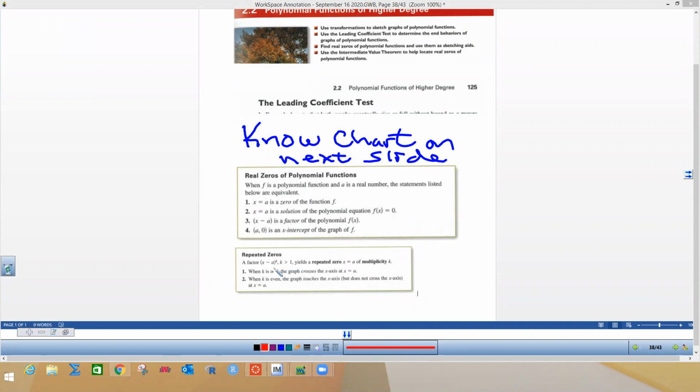And then repeated zeros. If you have a factor, x minus a, to the k, and it's done more than once, in other words, k is greater than 1, so maybe it's done 2, 3, 4 times, x equals a has a multiplicity of however many times that factor works, and I'll hopefully show you one of those in a minute. If k is an odd number, then it's going to cross the x-axis at this a value, which is a zero. And if k is an even number, it is not going to cross the x-axis. It's going to just touch it at x equals a, and it might be a maximum or minimum on that graph, and we're going to talk about that in a little while.